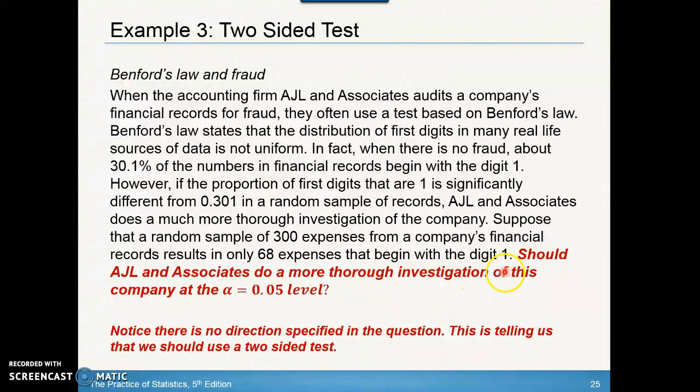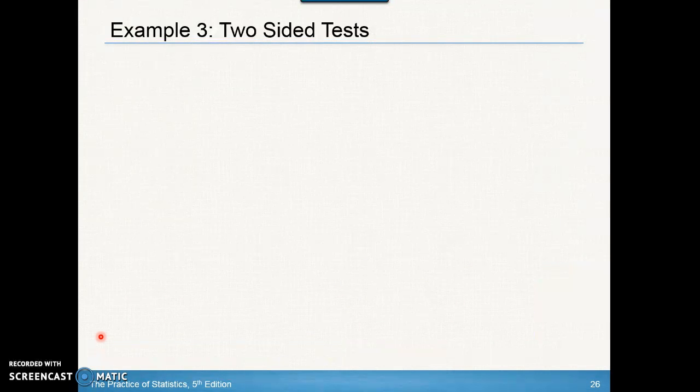Okay, so let's take a look at the question here. It says, should AJL and Associates do a more thorough investigation of this company at the alpha equals 0.05 level? Notice how in that question it just says, should they do a more thorough investigation? There's no direction specified. It doesn't say, is the number of expenses that begin with digit 1 greater than 30.1%? Is it less than? It doesn't give any direction. So since there's no direction specified whatsoever, we know we're going to use a two-sided test.